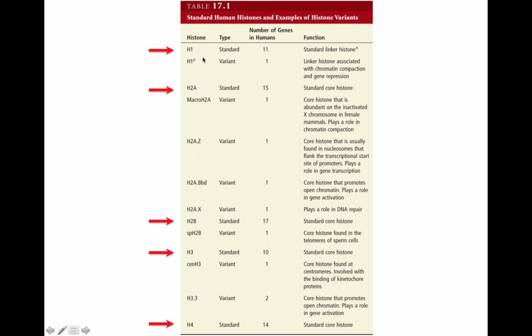However, you can have replacement of some of these histones in specific cells. For example, H1 naught variant is associated with more tightly compacted chromatin and gene repression. So in regions where there is facultative heterochromatin and genes have been turned off, you often find the H1 variant. Other types of cells where you need to compact the DNA as tightly as possible and not allow any transcription whatsoever are sperm cells.